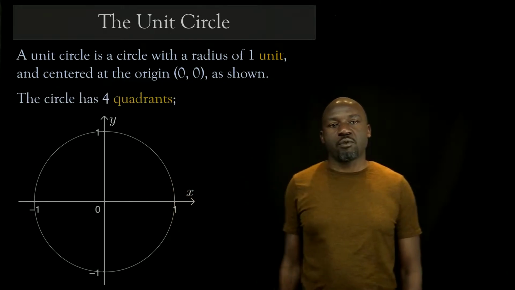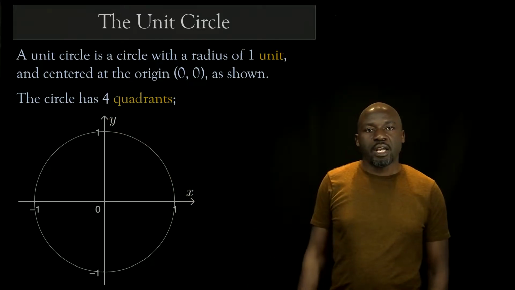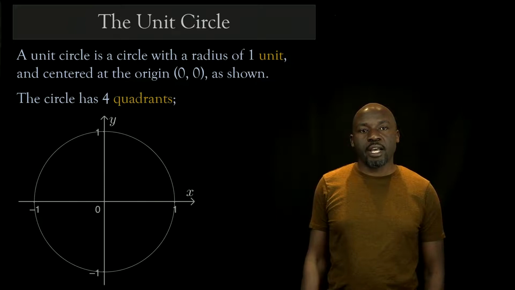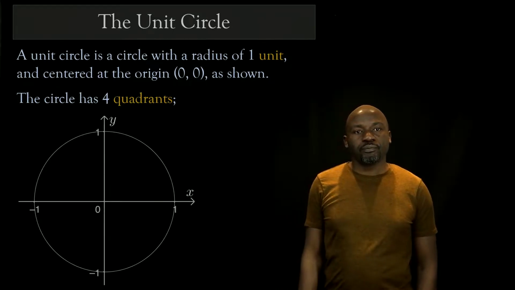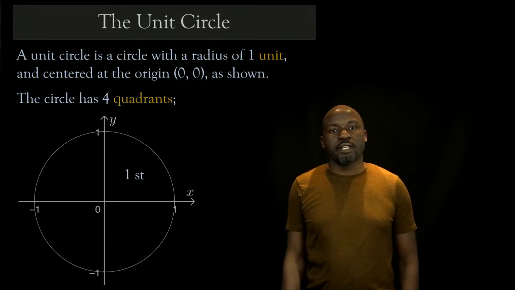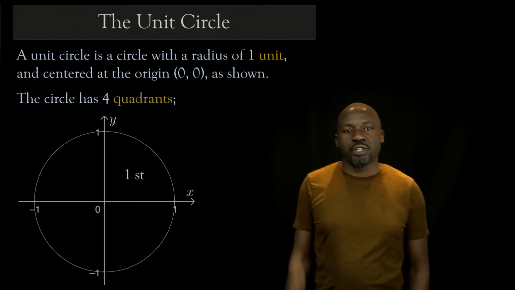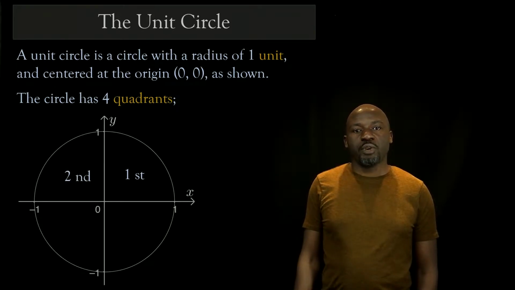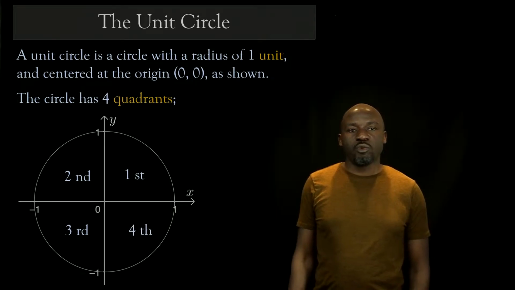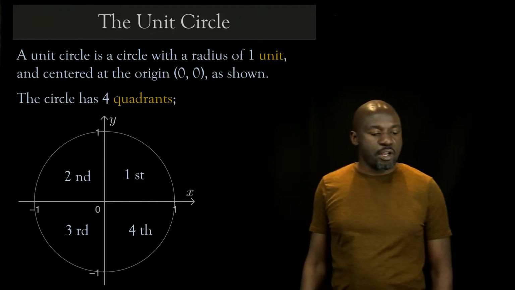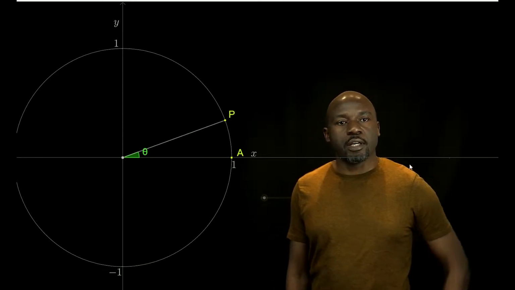This is referred to as the first quadrant. That is the quadrant that lies between the positive x and y axis. The second quadrant lies between the negative x-axis and the positive y-axis. The third quadrant lies between the negative x and y-axis, and the fourth quadrant lies between the positive x-axis and the negative y-axis. Okay? Right, so what we see here is a unit circle.